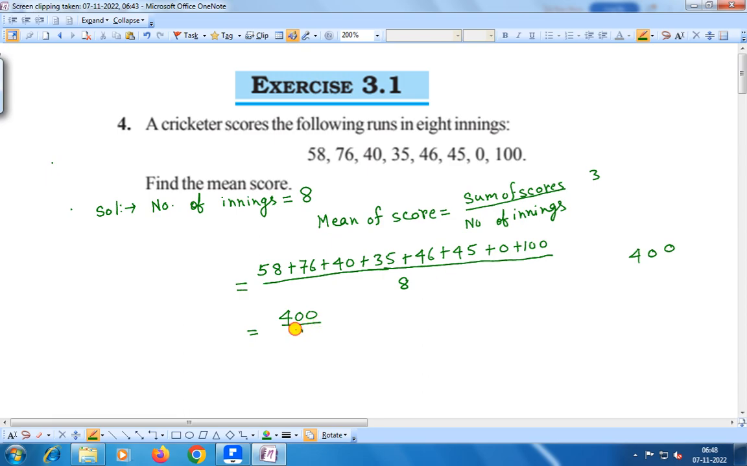by 8, right? If we divide this by 8, we are getting 8 1 is 8, 5 8 is 40, this is 0, that comes to 50, right? Therefore, thus the mean score is 50. Therefore we can say that the mean score is 50, right?